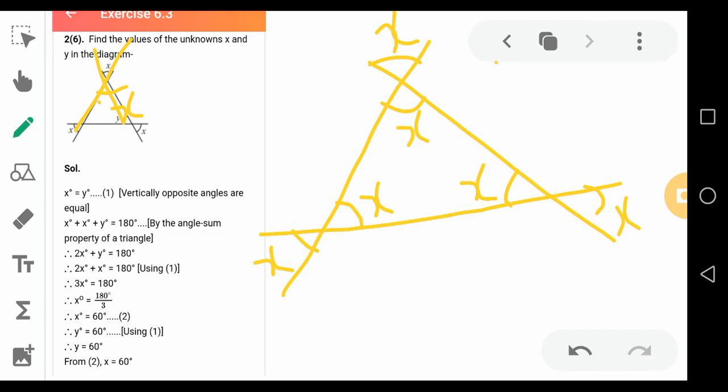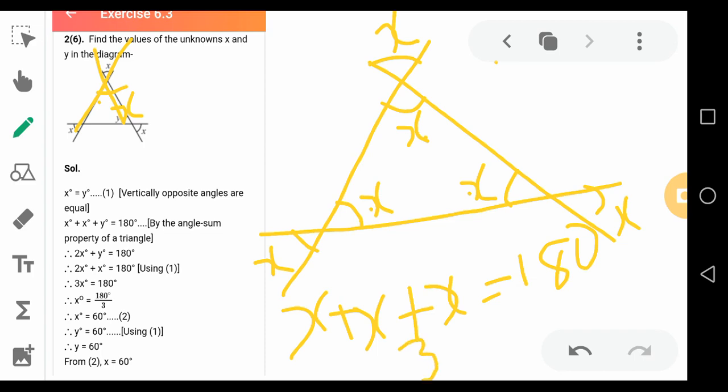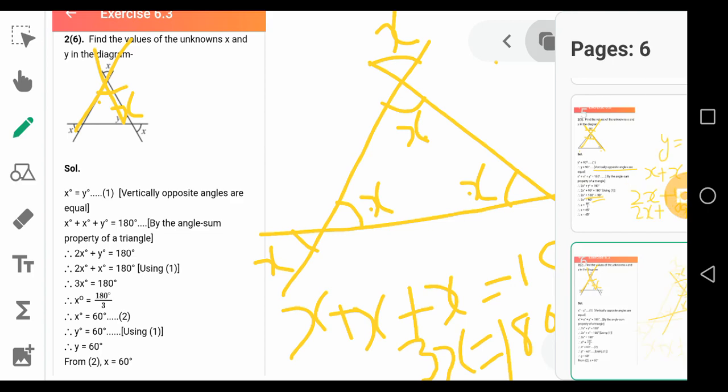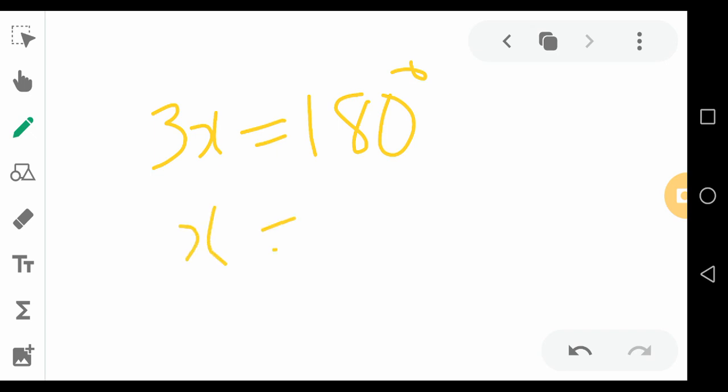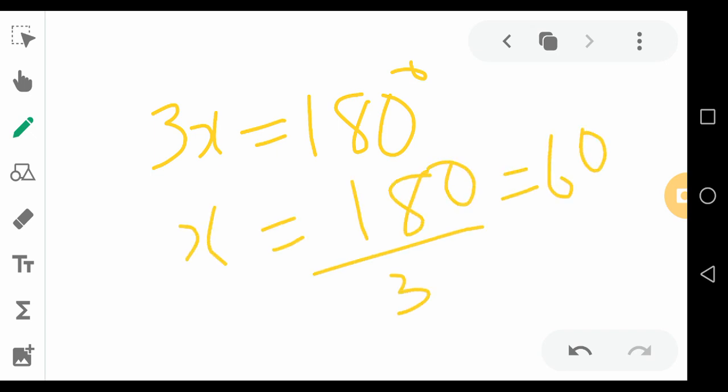All the interior angles, that is x, x, x. That is x plus x plus x is equal to 180 degree. X plus x plus x is 3x is equal to 180 degree, right? So what is x? 3x is equal to 180 degree means what is x? X is equal to 180 divided by 3, that is 60 degree. Yeah, so x is equal to 60 degrees.